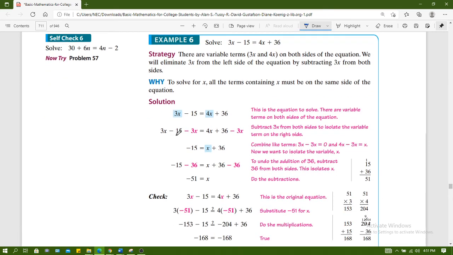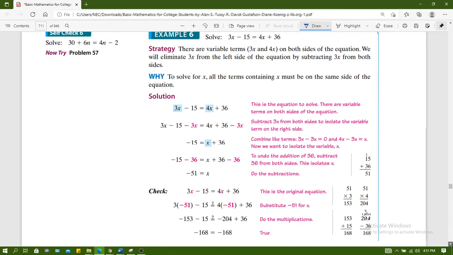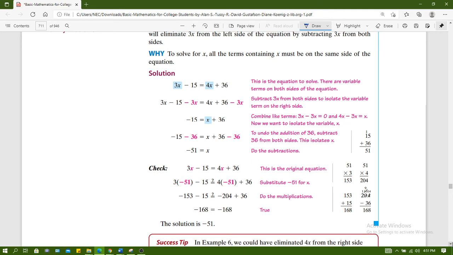Now let's proceed to example 6. And here we have variables on the left side, excuse me, and a variable on the right side. After this, you pause the video, you copy the self-check number 6, answer it, so that you will have more practice of the example. So solve 3x minus 15 equals 4x plus 36. I know you have done this in section 8.2, we combine terms from the other side of the equation.